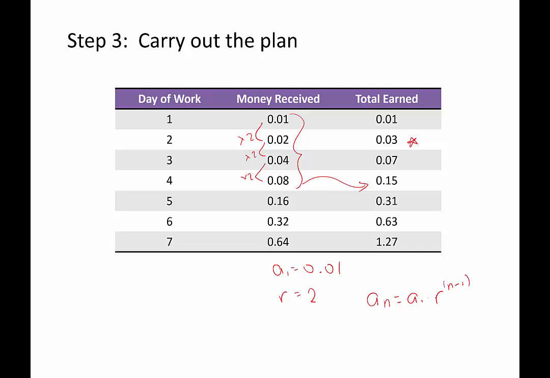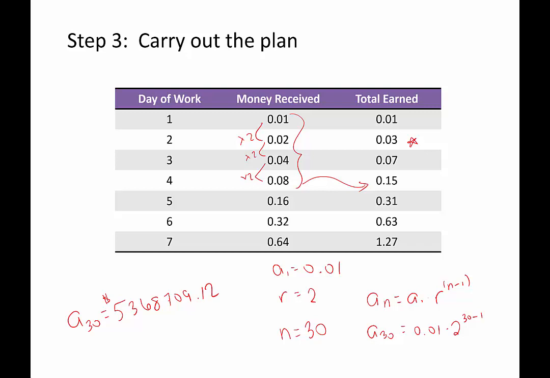In this case, what are we interested in? We're interested in what's going to happen on that 30th day. So we would say a sub 30 is equal to a sub 1, 1 penny, times 2 to the 30 minus 1. Following order of operations, we want to do 30 minus 1 first. That would really be 2 to the 29th instead. And then if you do 2 to the 29th times 1 penny, a sub 30, on that 30th day, you will be receiving $5,368,709 and 12 cents. So that's what you'll receive on the 30th day.